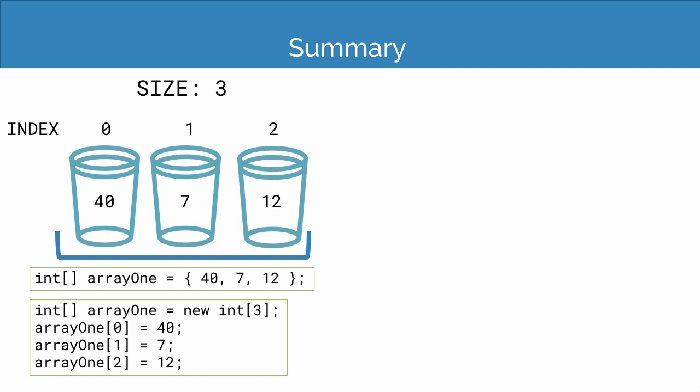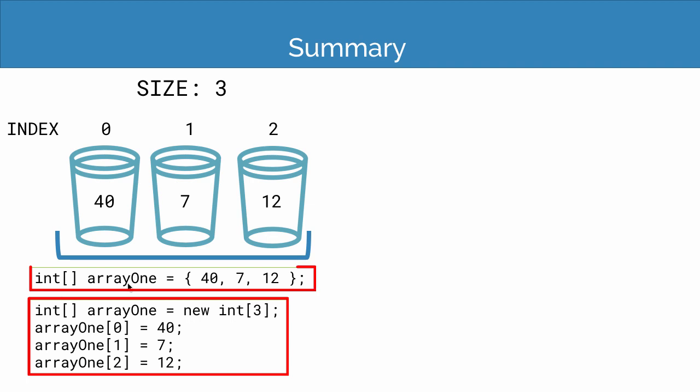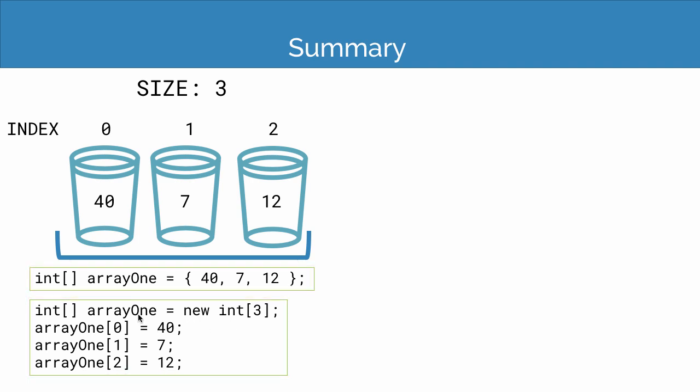So let us now summarize our topic. In this topic we learned about the 1D array and also the 2D array. Now here I have shown you how we can declare the 1D array in two ways. Now in case of 2D array, you can also initialize your 2D array in two ways as well, like we have done in case of 1D array.